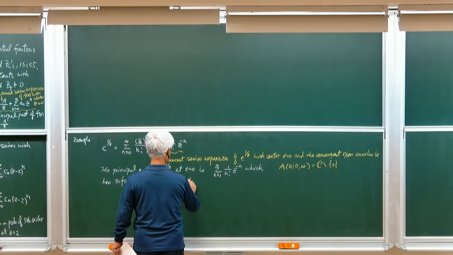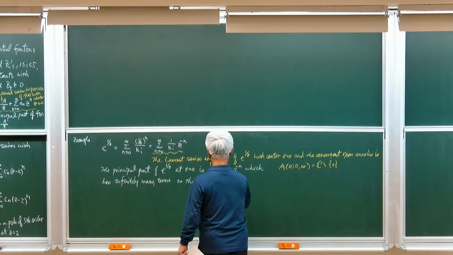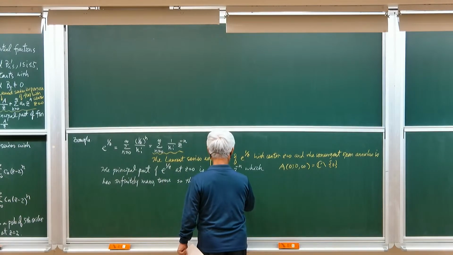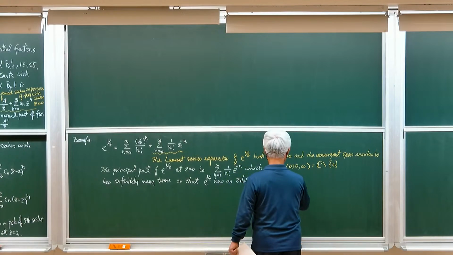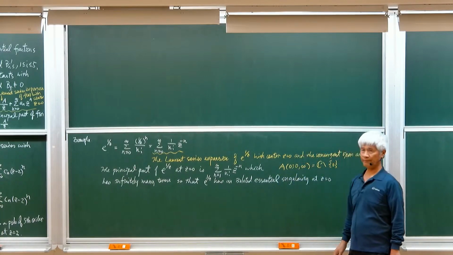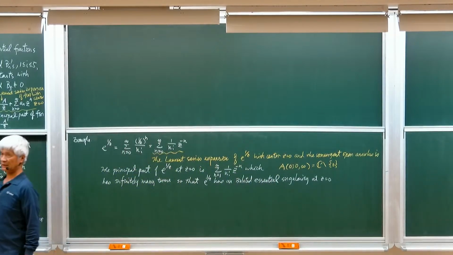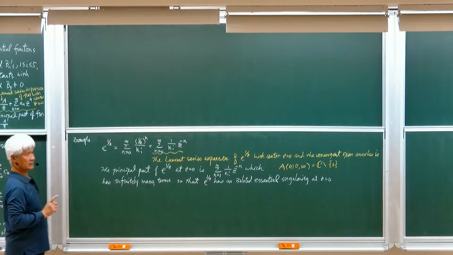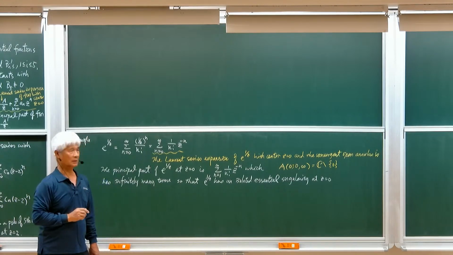So that the function e to the 1 over z has an isolated essential singularity at z equal to 0. So this function has only one isolated singularity, and this isolated singularity is actually an isolated essential singularity.